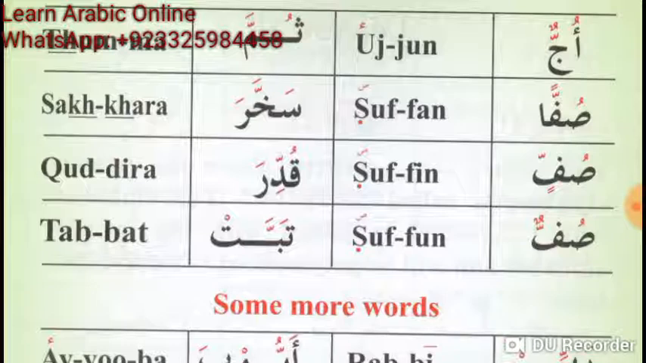Ujun. Sufan, sufin, sufun. Summe. Sahara, sahara. Kudira, kudira, yes, good. Tabbat, tabbat.